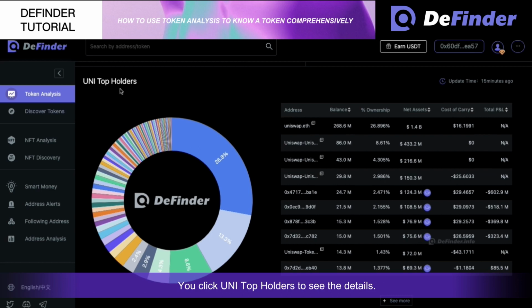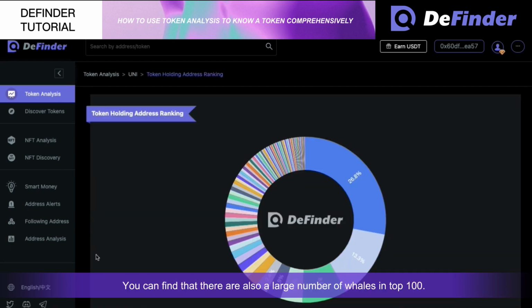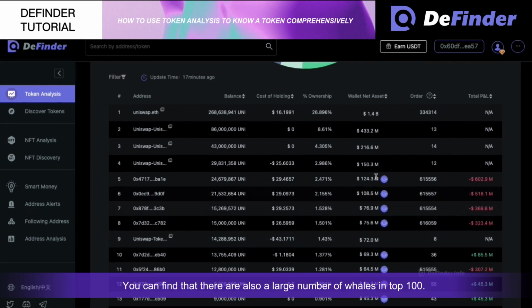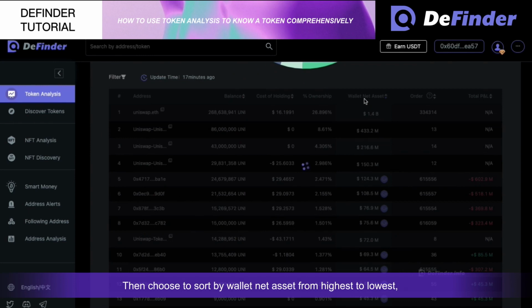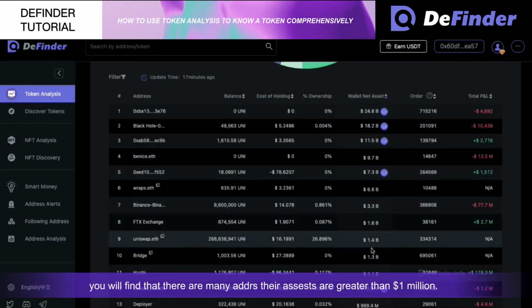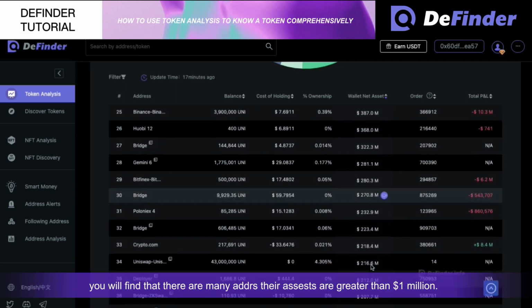Then you click UNI Top Holders to see the details. The default is to sort by balance. You can find that there are also a large number of whales in top 100. Then choose to sort by wallet net asset from highest to lowest. You will find that there are many addresses their assets are greater than 1 million.